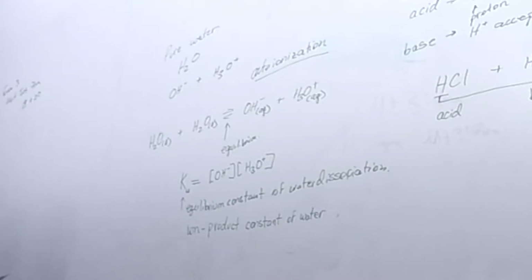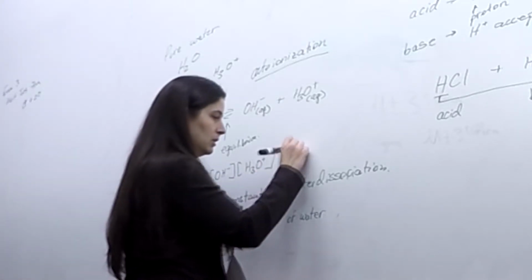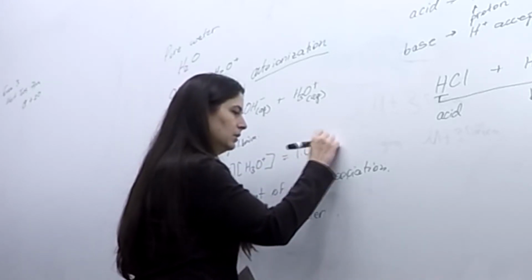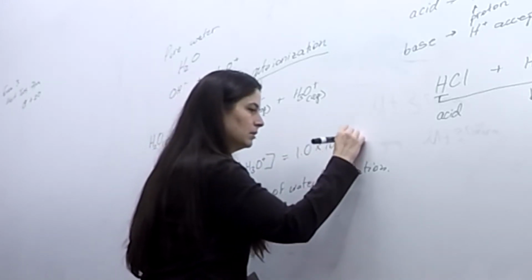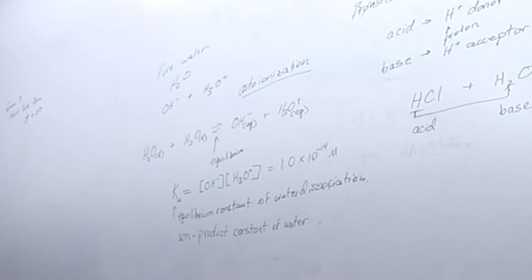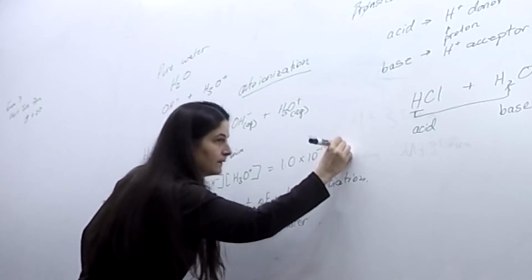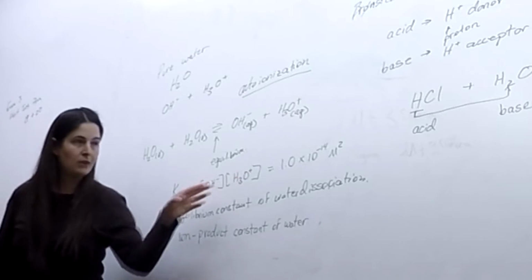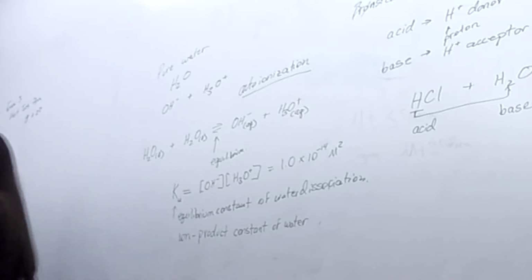All right, Kw is 1.0 times 10 to the minus 14 molarity squared. It's the product of two concentrations, that's why the molarity is squared.